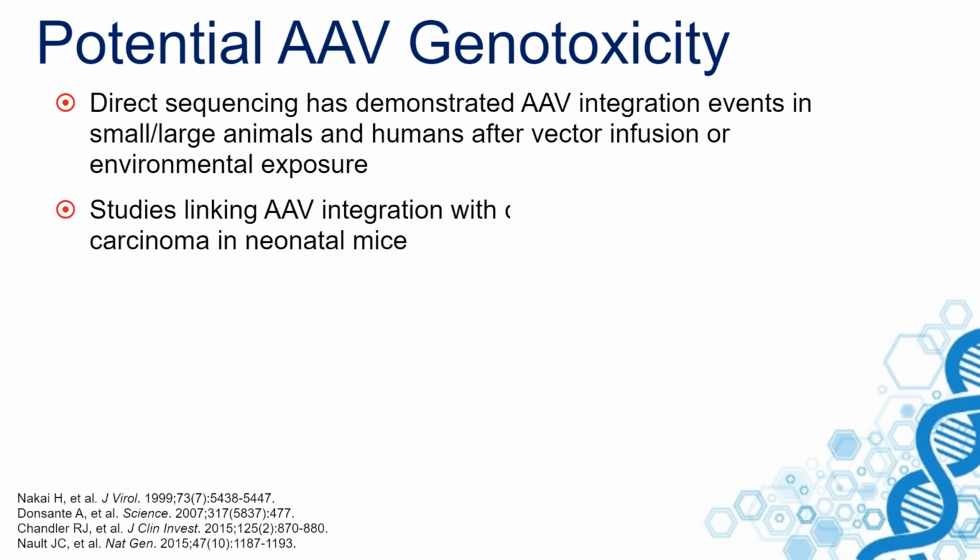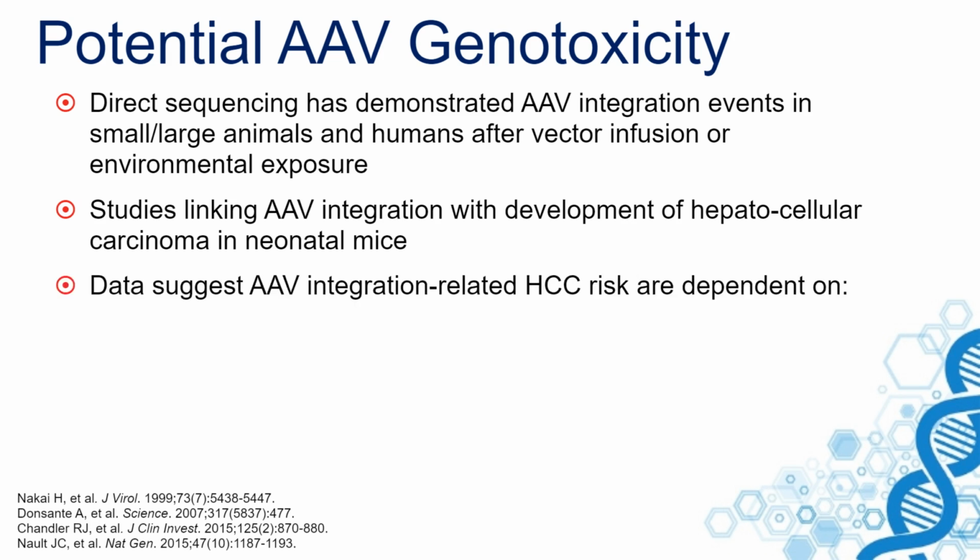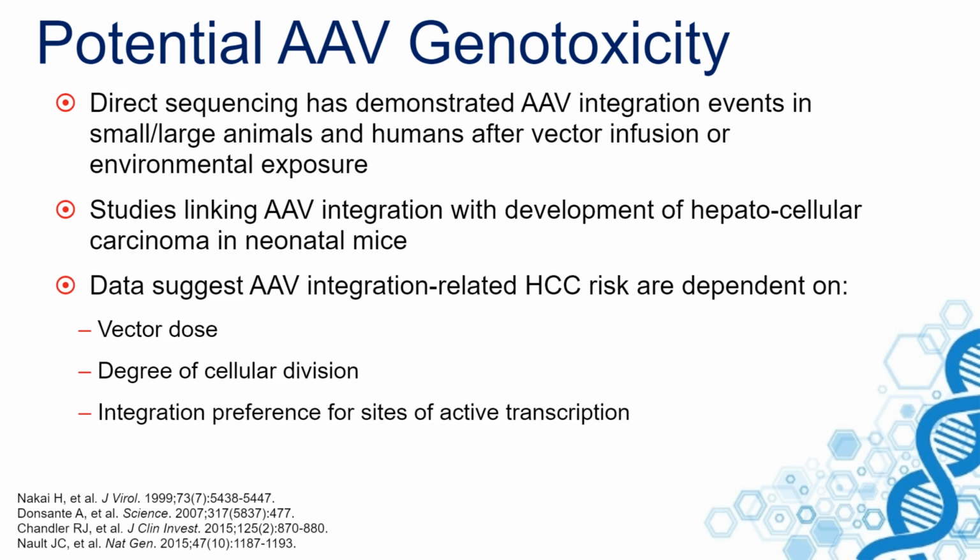In animal studies, namely in neonatal mice studies, AAV integration has been linked with the development of hepatocellular carcinoma. And in subsequent really carefully done studies, the data suggests that AAV integration related to hepatocellular carcinoma risk is dependent on vector dose, so a direct correlation with vector dose, and the degree of underlying cellular division at the time of vector infusion, and that there appears to be an integration preference for sites of active transcription, and that the risk of development of hepatocellular carcinoma was increased with the use of a non-hepatocyte-specific promoter, which again, all hemophilia trials are not using, as they use hepatocyte-specific promoters.